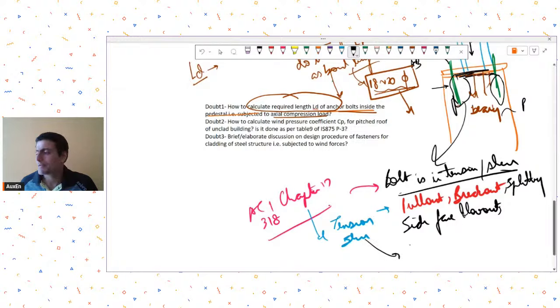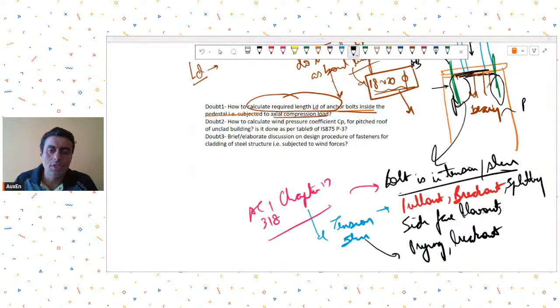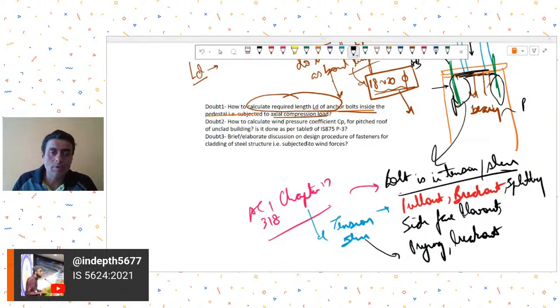And in shear, prying failure of shear and breakout failure. So all these failures are given if your anchor bolt is in shear. So these checks have to be performed.